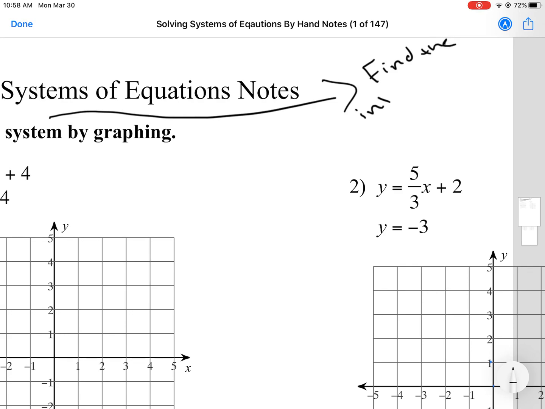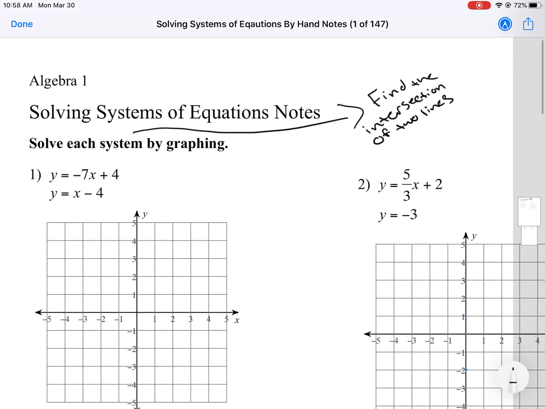Find the intersection of 2 lines. Sounds good? So that's what it means, and then that will be called our solution. So our solution is the intersection of 2 lines.